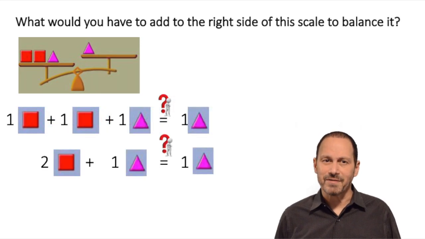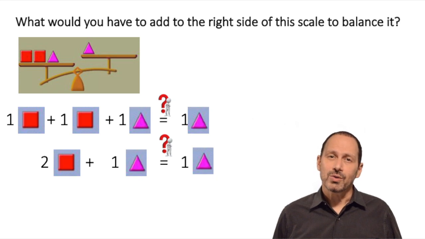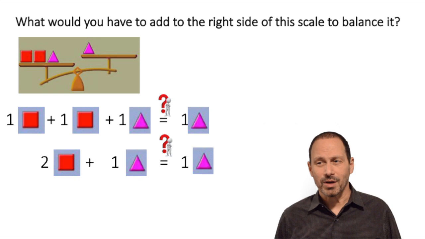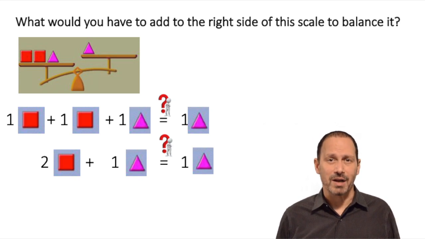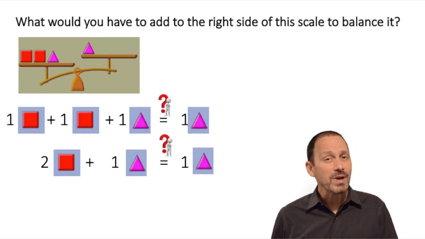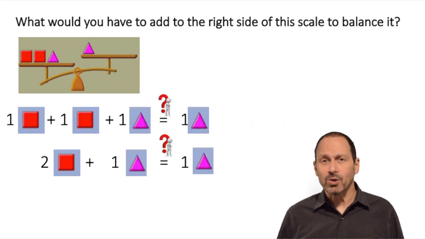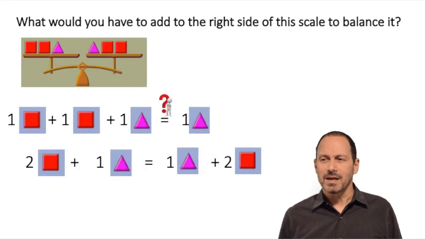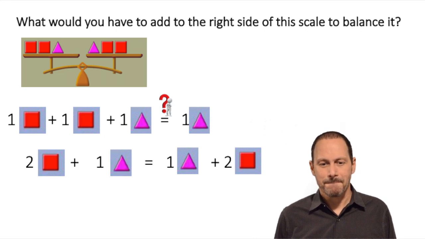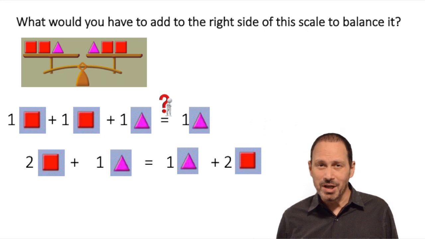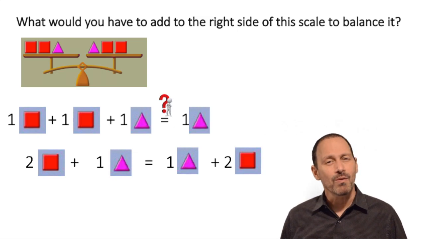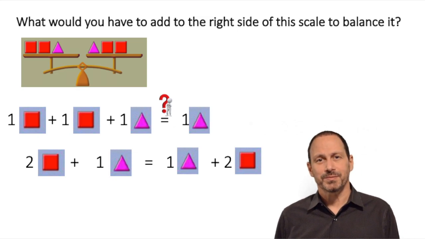So we have on the left side a square and another square, equal to 2 squares, plus a triangle. That's on the left side. On the right side, we just have a triangle. So if we add 2 squares to the right side, then the scale will be balanced. Again, we are using a metaphor of a scale for an equation.